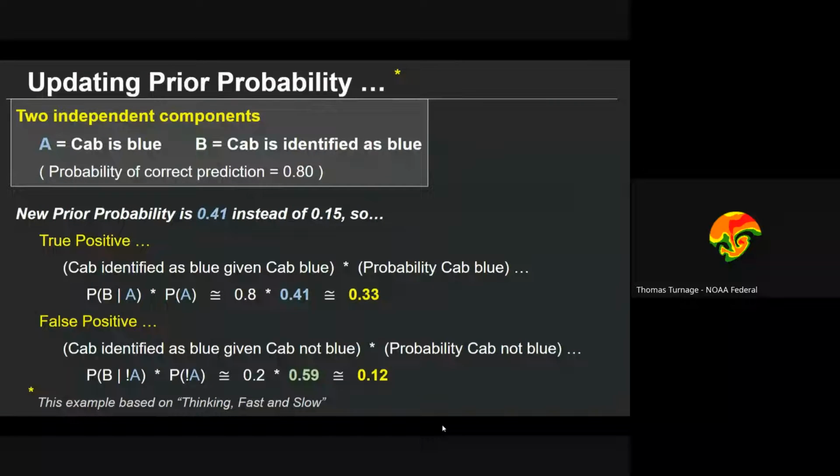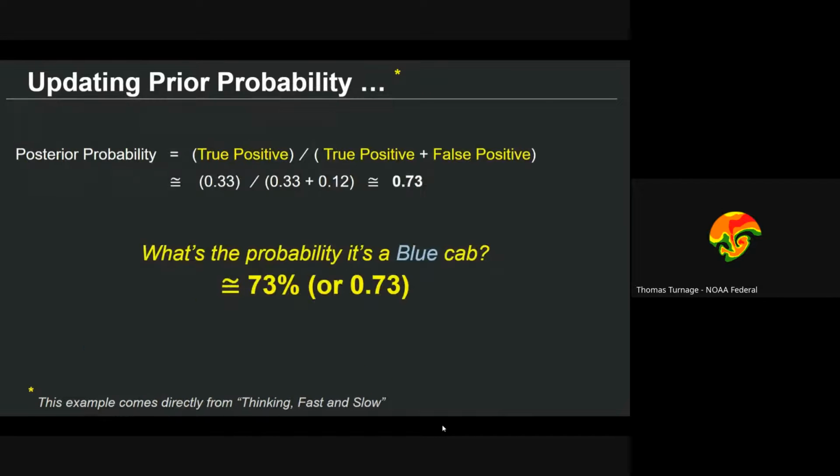This is how we update our prior probabilities. So now, instead of the prior probability of 0.15, we already have a greater expectation, a greater probability that it is a blue cab. So we're starting with 0.401. And if we run through the numbers, notice that the chances of having a true positive are now 0.33. Chances of having a false positive is 0.12. So you actually have nearly a 3 times greater chance of having a true positive than a false positive. And so what that ends up being is now you're at a 73% chance that it's a blue cab.